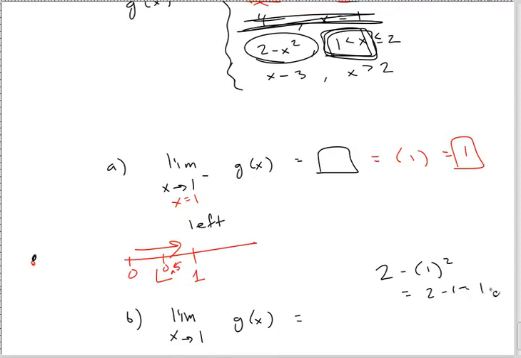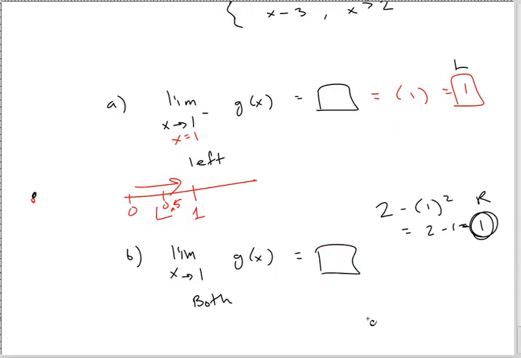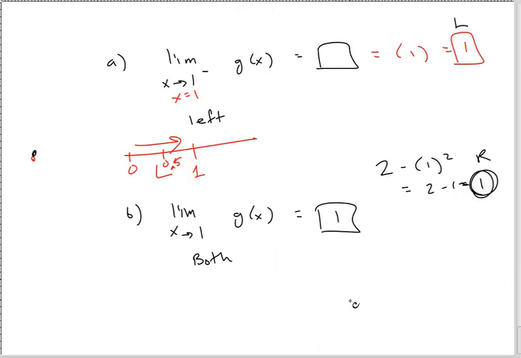Well, 2 minus 1 is 1. So I got a 1 on the right side. I got a 1 on the left side. So what's the answer for both? I got 1 on the left, 1 on the right. What's the answer for both? It's 1. Cool.